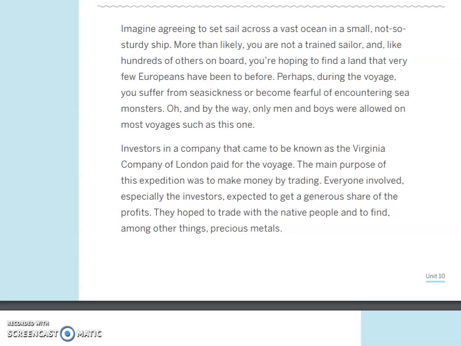Investors in a company that became known as the Virginia Company of London paid for the voyage. The main purpose of this expedition was to make money by trading. Everyone involved, especially the investors, expected to get a generous share of the profits. They hoped to trade with the native people and to find, among other things, precious metals.